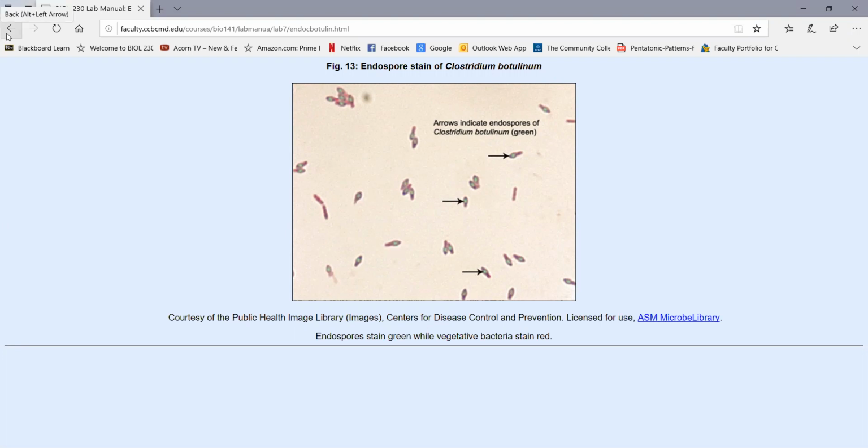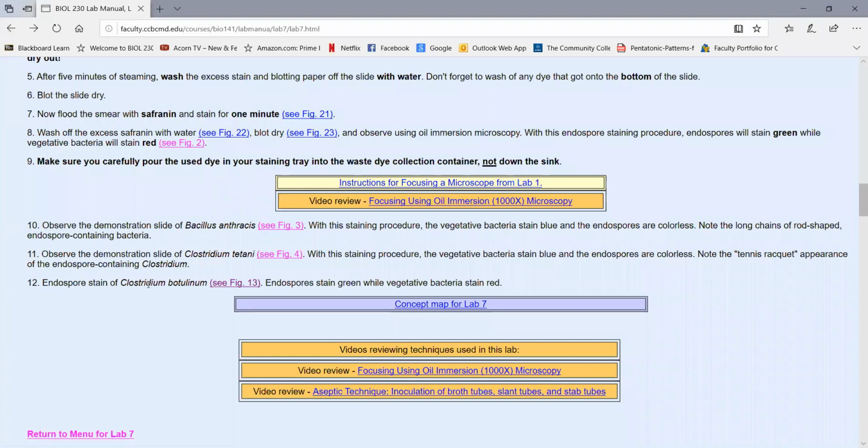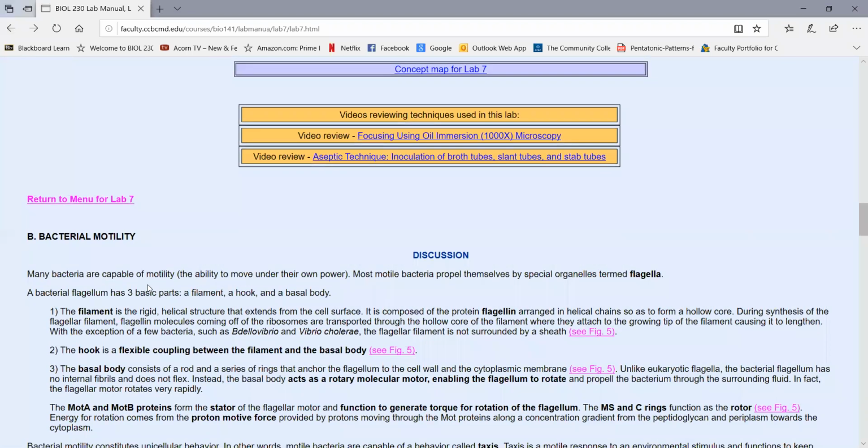So on any of these slides, when you see them on the practical, you should recognize the unique structure we're looking at there as an endospore. And if we see that tennis racket shape, we should identify the genus as Clostridium. And again, remember, genus is the first of the 2 scientific names. We don't want the species name, just the genus name. So those are bacterial endospores.